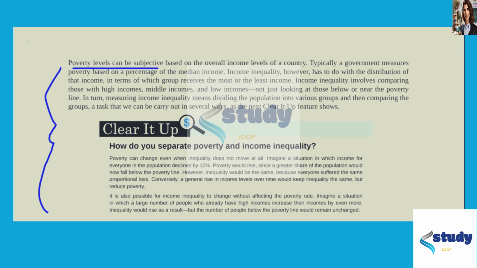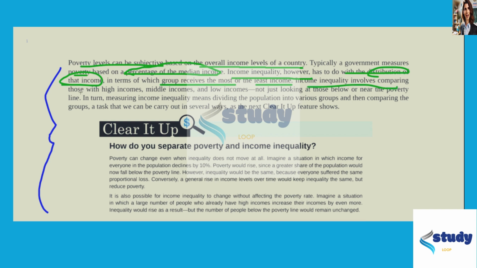So it says that poverty levels can be subjective. Actually, I'll highlight and read. All right. Poverty levels can be subjective based on the overall income levels of a country. Typically, a government measures poverty based on a percentage of the median income. Income inequality, however, has to do with the distribution of that income in terms of which group receives the most or the least income. Income inequality involves comparing those with high incomes, medium incomes, and low incomes. So there's a comparison. Not just looking at those below or near the poverty line.